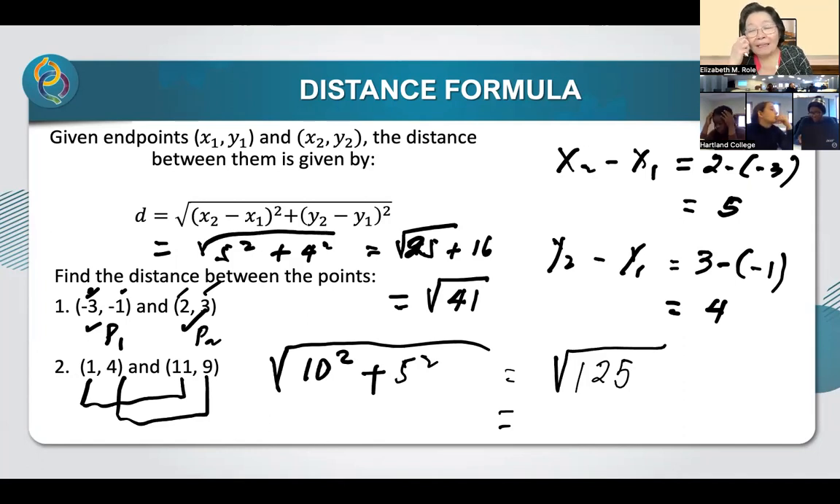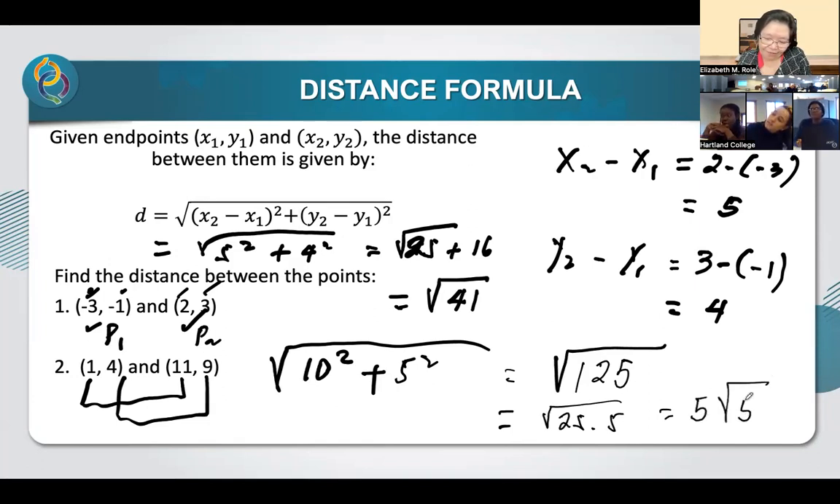How would you simplify? 25 times 5, all right. So 125 is 25 times 5, right? And the square root of 25 is 5. 5 times the square root of 5.